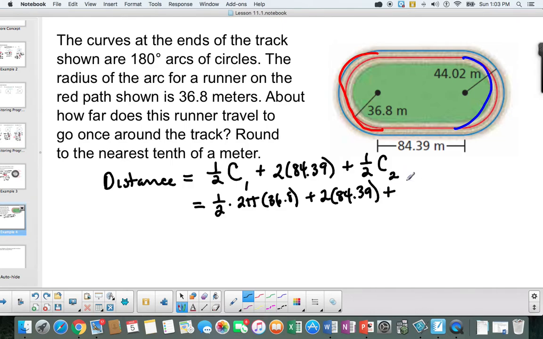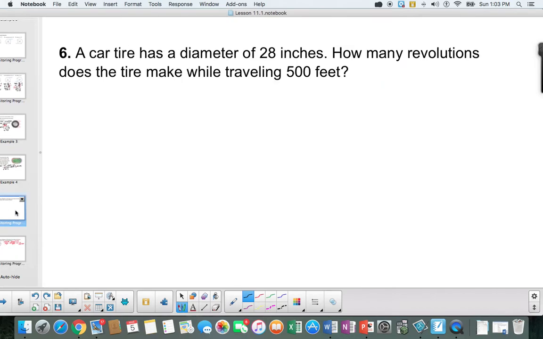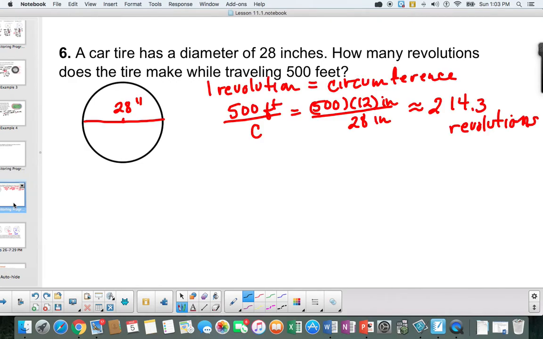Now this straight strip right here, there's two of them, so I'm just going to take 2 times 84.39, and then I want to take 1/2 of this blue circumference, which is going to be 2 pi, and my radius here is 44.02. So there's some reducing I can do, and then I could go ahead and put it in my calculator, and I will get about 422.7, and this is in meters for the distance around the track. All right, your turn. And here's the answer.